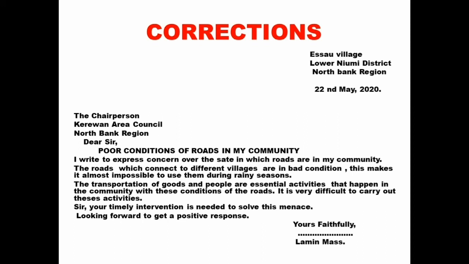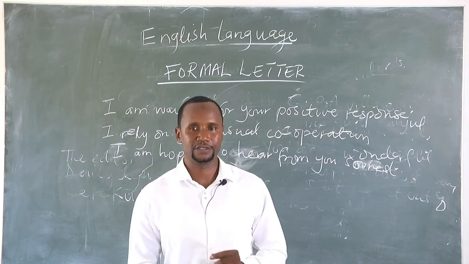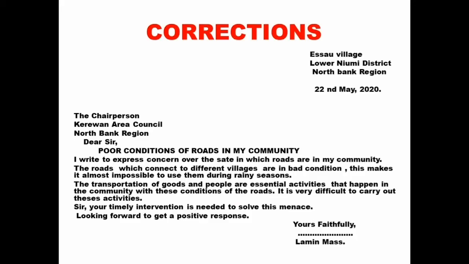We said the sender's address read as SO Village, Lower Nyomi District, North Bank Region. Since it was for the chairperson of the area council, you start the title as the chairperson. Kerewan Area Council, North Bank Region. That is the recipient's address. Then we have the salutation as Dear Sir. Then the heading as Poor condition of roads in my community. The heading can always come from the question. Like if you look at the question, write a letter to the chairperson of your area council on the poor condition of roads in your community. Now we said poor condition of roads in my community.